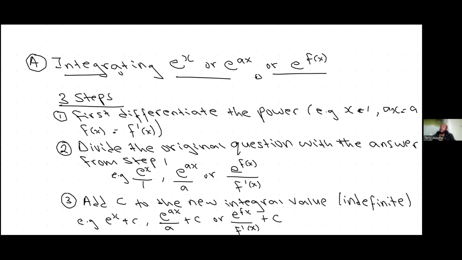All right, so that's how you do it. Those are the three steps. The first thing you do, you differentiate the power. When you differentiate the power, you divide the original question with the answer from step 1, and then you add C if it's indefinite. Let me pick some example here. So let's assume we have this example.